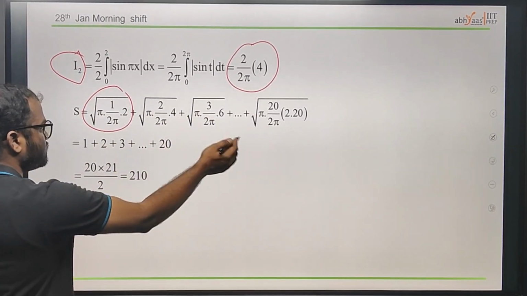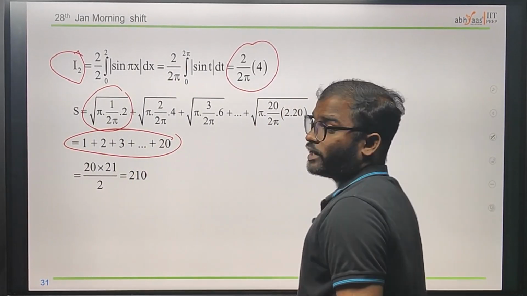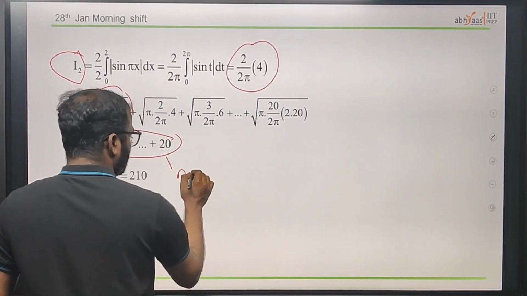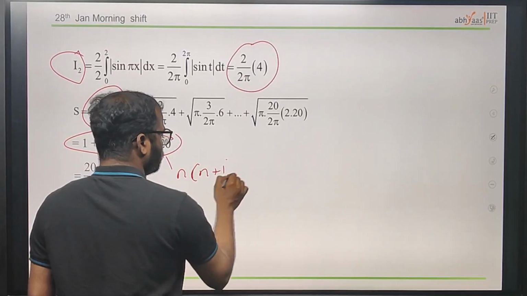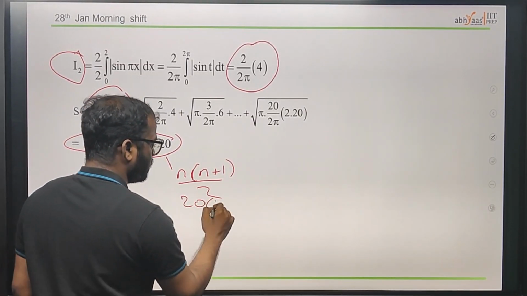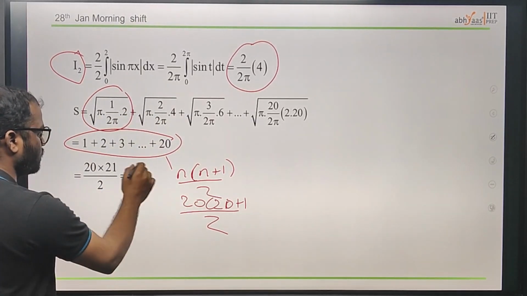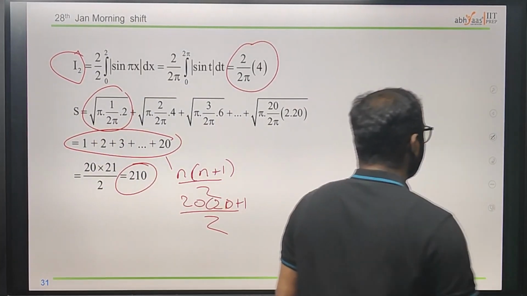For that reason we just take the common, which is 1 plus 2 plus 3, which is n into n plus 1 by 2. This can be written as n into n plus 1 by 2 as the sequence nth term. Just put in n as 20, so 20 into 21, that is 20 plus 1, divided by 2, which is this one. That's how we got 210 as the answer.